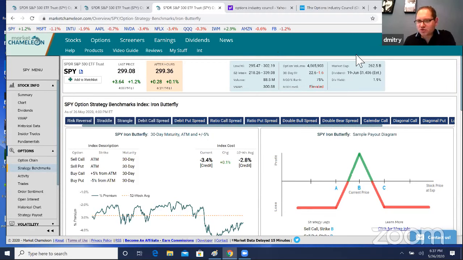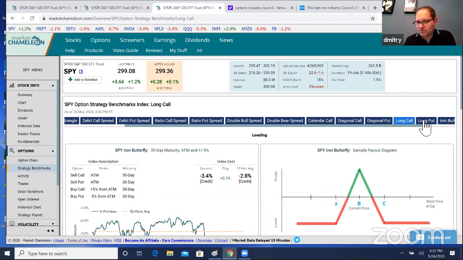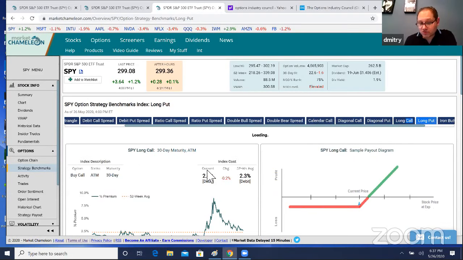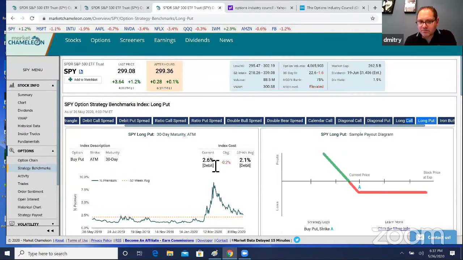So the long put tab, you would just do the reverse of. So here's the long put, right? So this is the long put. So it's taking the midpoint. So the short put would be just the reverse.